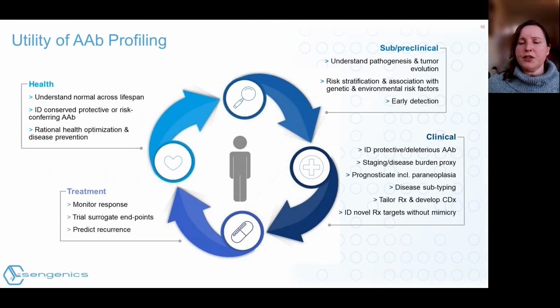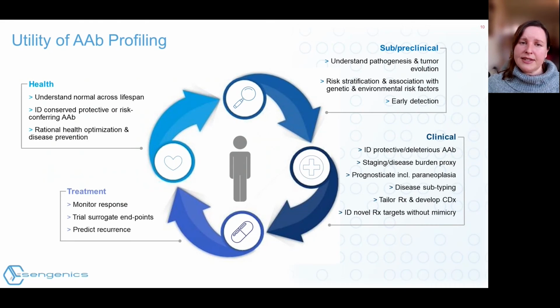If we move across to the sub or preclinical side of the slide, this is during research or preclinical disease. Autoantibodies can help us to understand the pathogenesis and also tumor evolution. They can help us to risk stratify and associate at-risk groups with genetic and environmental risk factors. They can help us to detect disease much earlier than we otherwise might have been able to.